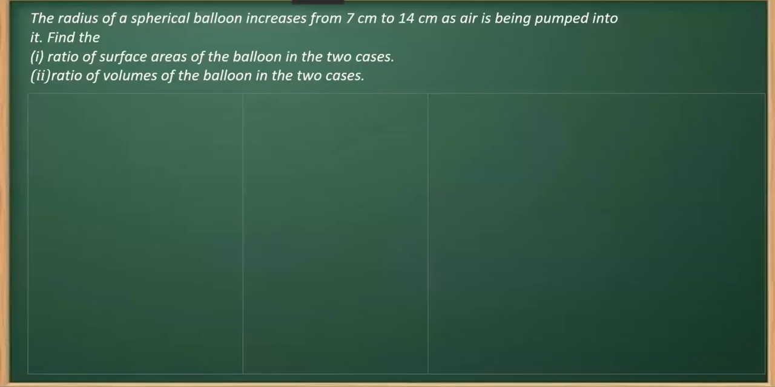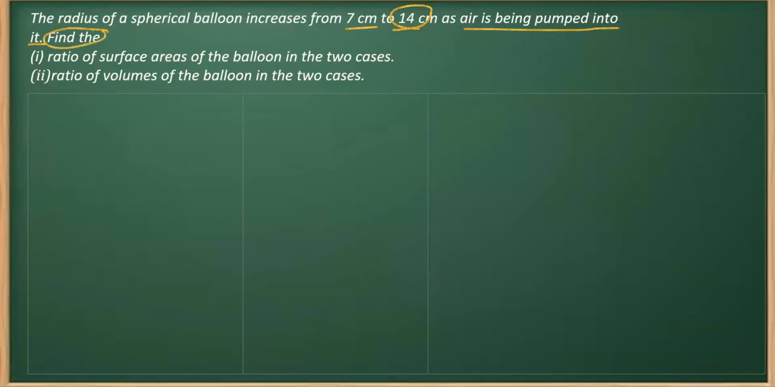This is one question taken from NCERT, class 9, surface area volume. It says that the radius of a spherical balloon increases from 7 to 14 centimeter. Initially, it was 7 centimeter. Now it increases to 14 centimeter as the air is being pumped in it.